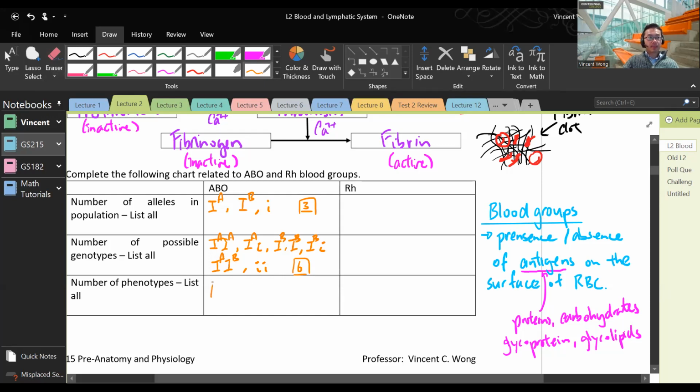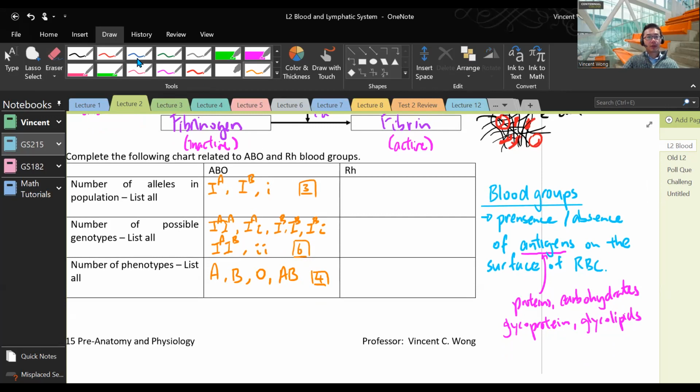So you could be type A, you could be type B, you could be type O, and there's actually one more. Yeah, AB is the other one. Okay, so a total of 4 different blood groups. So how do you get that?